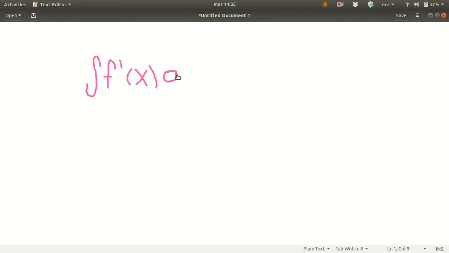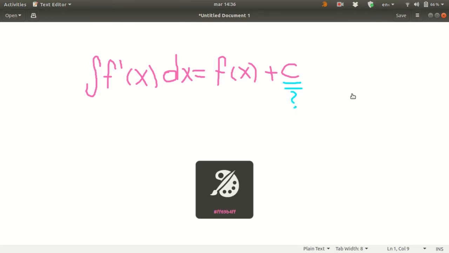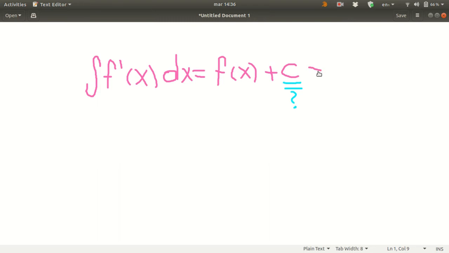So we know that the integral of f prime of x is equal to f of x plus a constant c, because of course f is the antiderivative of f prime. But how can we figure out what c is? Okay, so we're going to name this expression, lowercase f of x plus c, uppercase F of x. And we're given the following boundary condition.